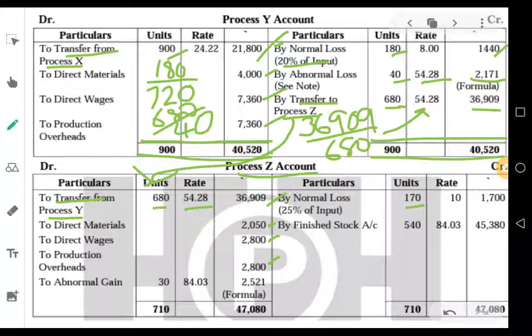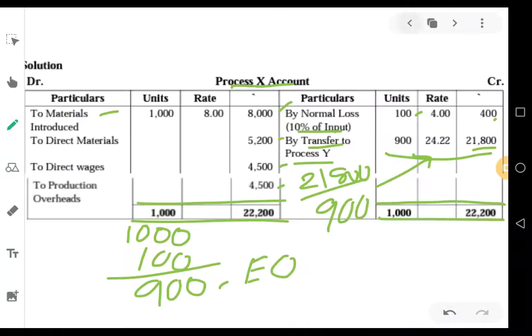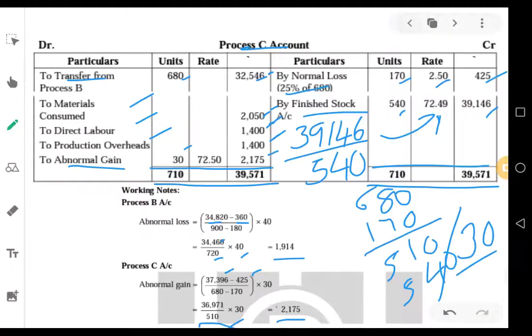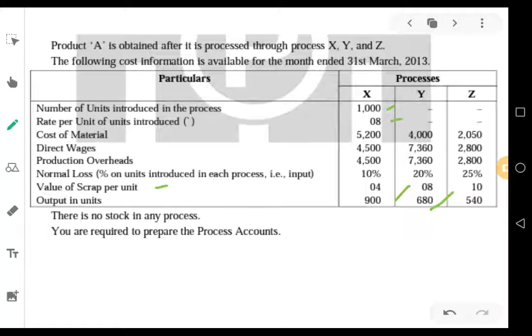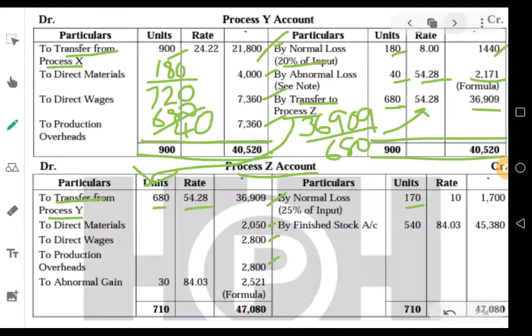This normal loss units is also sold as scrap, and the value of scrap is given in the question for Process Z. Take a look at where it is given in the question. See, in the question, value of scrap per unit is 10 rupees for Process Z. So at the rate of 10 rupees, 170 into 10, you should get 1,700 rupees. That is the value of normal loss.